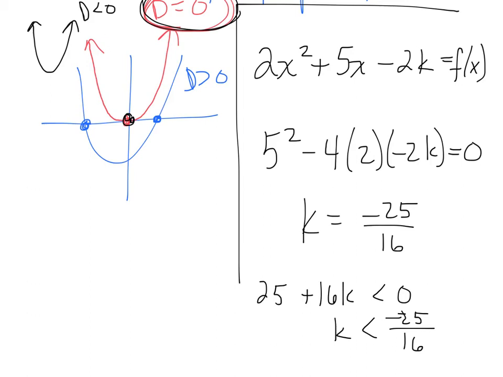So for the first function, let's try the negative 25/16 exactly. So in the parentheses next to the negative 2, type in negative 25/16. We're just going to vary that value, so leave it for now. We're putting a placeholder in.